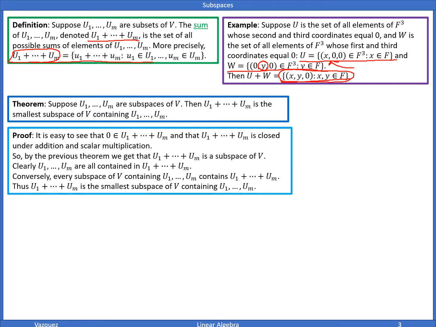And there are two steps here that I'd point out. One, that the sum of U1 all the way to UM is a subspace. So this up here is showing that the sum of U1 all the way to UM is a subspace. And the other one is saying that the sum is the smallest subspace of V containing U1 all the way to UM. Okay, moving on.